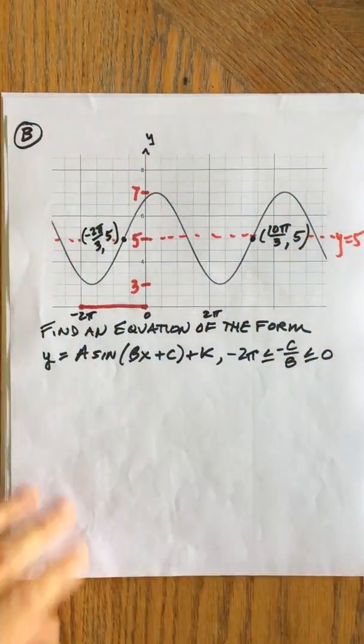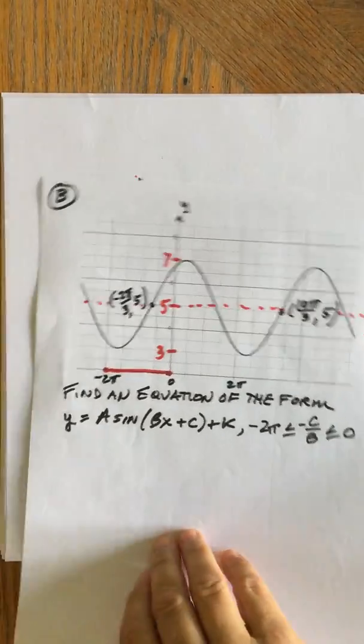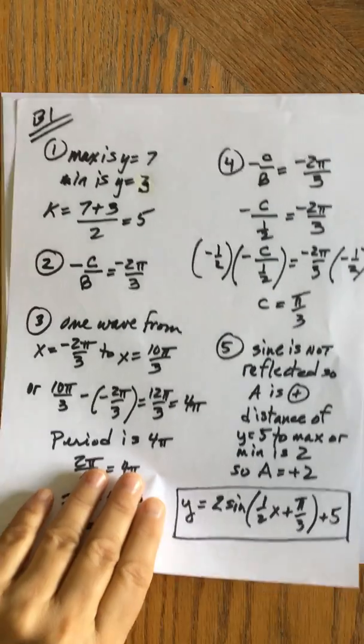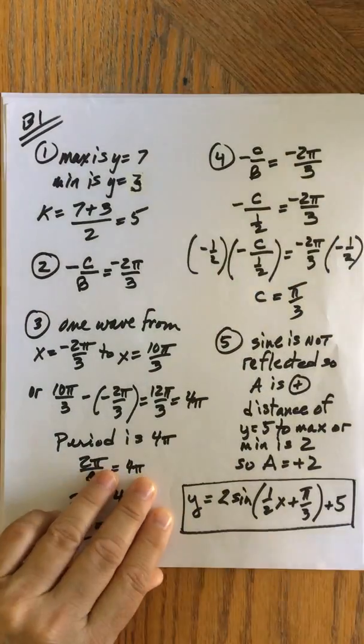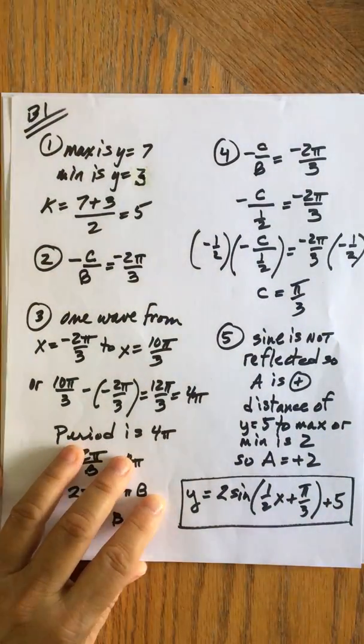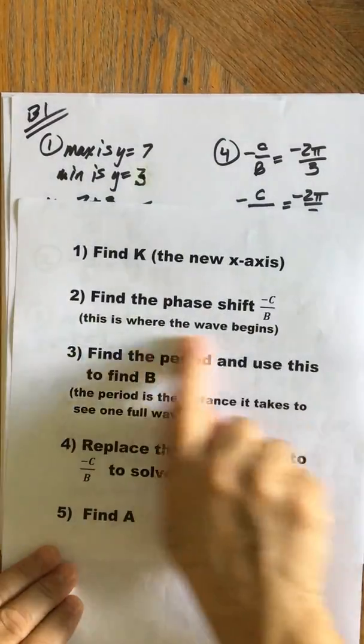So you add them, divide by 2, get the average. That's 5. That's how you get your axis. Then I found my phase shift to be negative 2 pi over 3. All right, so that's the second part.